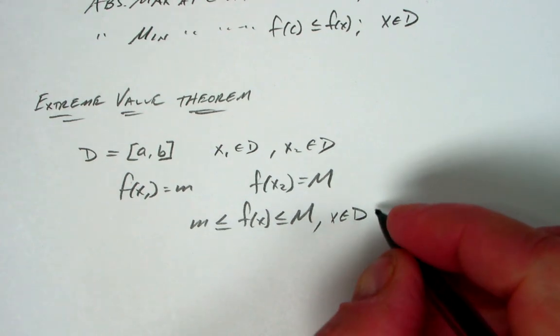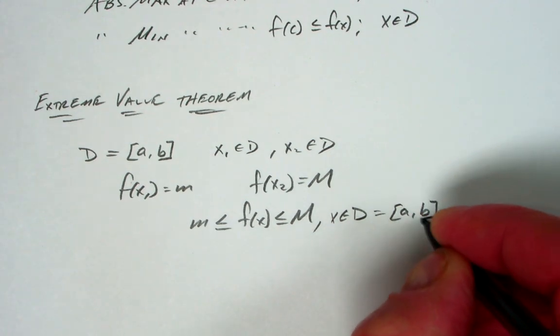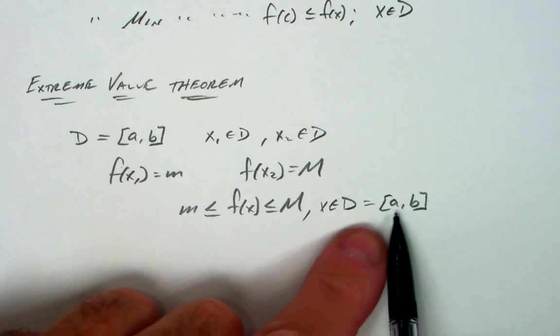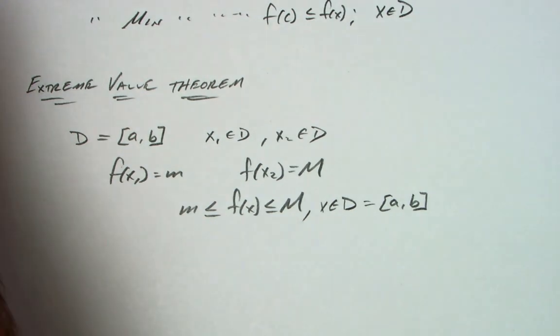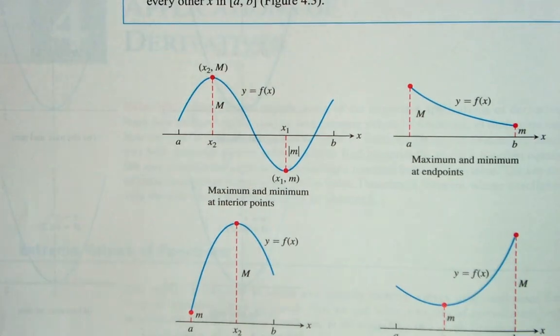Okay? And my domain specifically, I should probably say the closed interval A to B. So what this is basically saying is that when you have a closed interval, there's always going to be a highest point and there's always going to be a lowest point. And it's going to be at a couple different possibilities, which we'll come back and talk about a little bit later. So, let's take a look at some graphs.